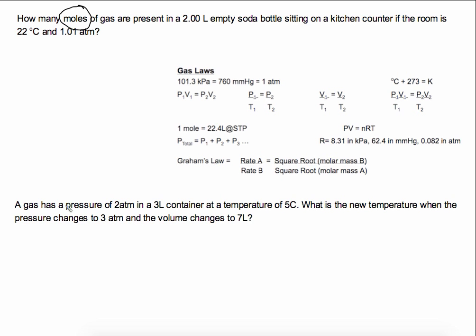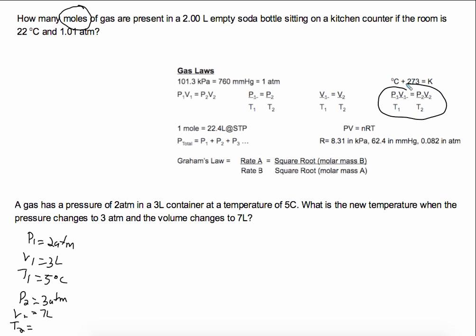All right? Whereas if you're doing this problem and you start identifying the givens, like this one, you have P1 is equal to 2 atmospheres, V1 is 3 liters, and T1 is 5 degrees Celsius, and it's looking for the new temperature when the pressure, P2, is 3 atmospheres and the volume, V2, is equal to 7 liters. So it wants T2. See, this problem doesn't mention anything about moles or grams. This one you would need to use the combined gas law for.